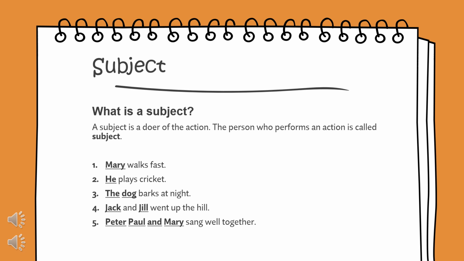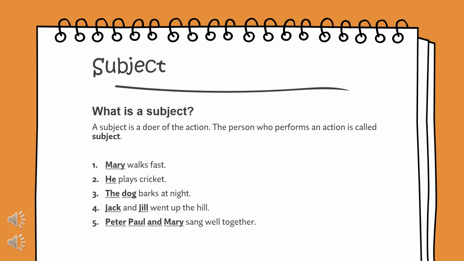Look at these examples. In the first sentence, who walks fast? Mary. So, who is the subject of the sentence? Mary. Mary is the subject of the sentence. He plays cricket. The question is, who plays cricket? He. So, in this sentence, what is the subject? He. The dog barks at night. Who barks at night? The dog. The subject is the dog.